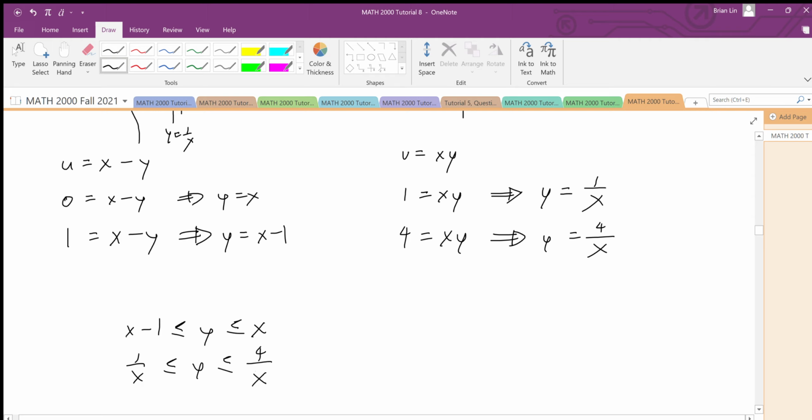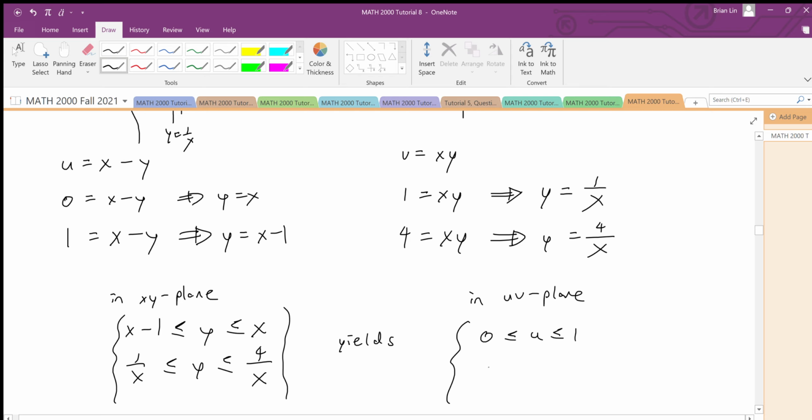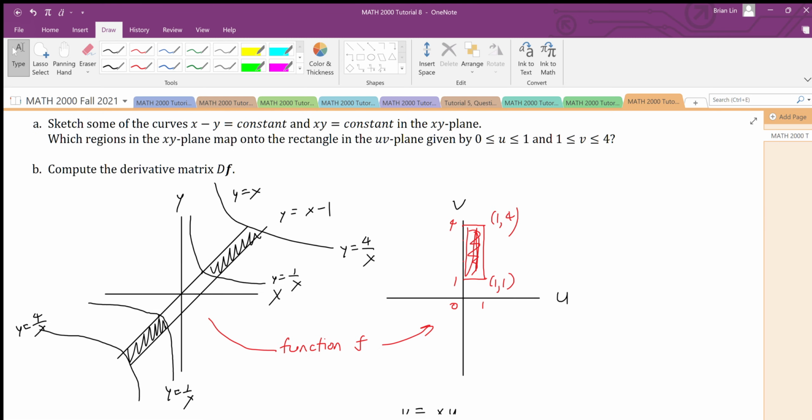So this, in the xy plane, yields, in the uv plane, the rectangle, and that rectangle that we want is u goes from 0 to 1, and v goes from 1 to 4. So this is how you would describe it algebraically. This yields that, and pictorially it's this image that we see up here. And that's it for question 3a.